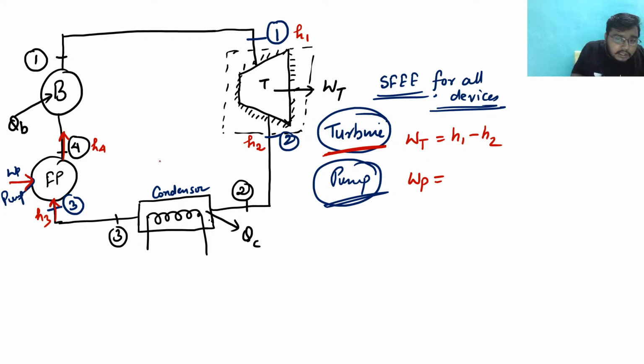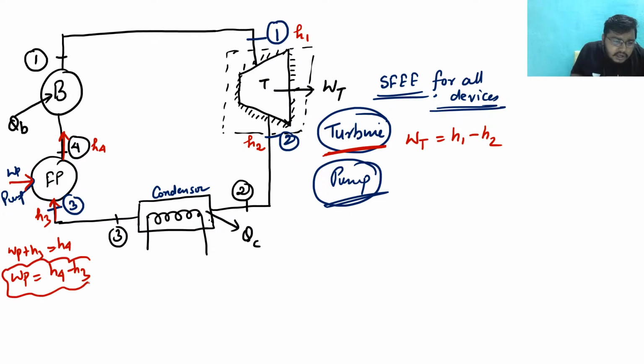So what is total in? That is WP plus H3. Total out is H4. So from here I can easily say WP is equal to H4 minus H3. This is a good handy technique. You can always do sum of in equal to out. So WP is equal to H4 minus H3. If you keep this small thing in mind, you can very easily derive these things.